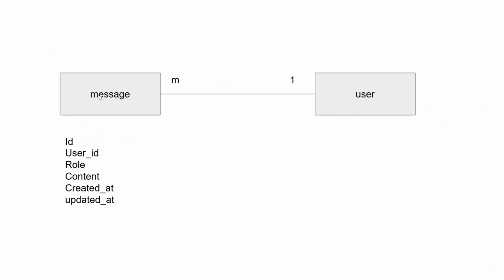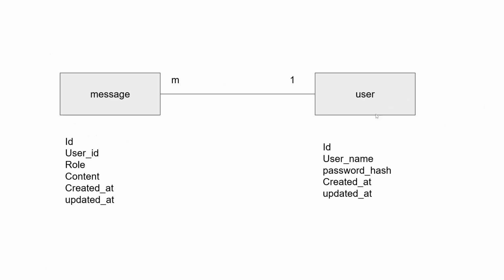Within the message table, I have these columns. As you can see, the user ID indicates which user this message is coming from. I have the role and content. Role is going to be the value of user, assistant, or system, and content is going to be the actual user message or the reply from ChatGPT. And I have the created and updated timestamps.